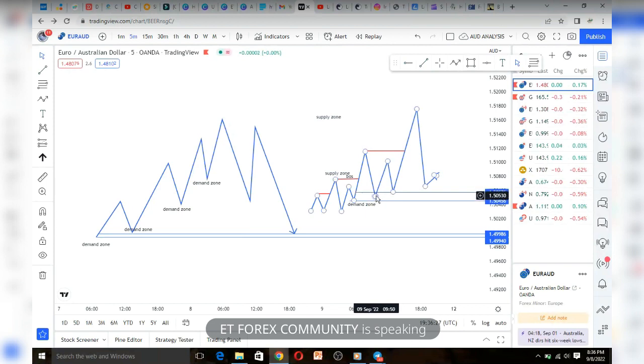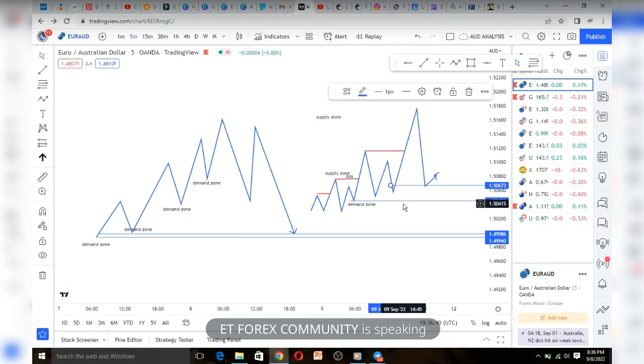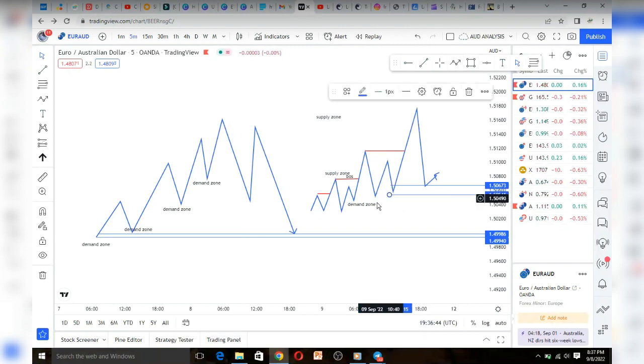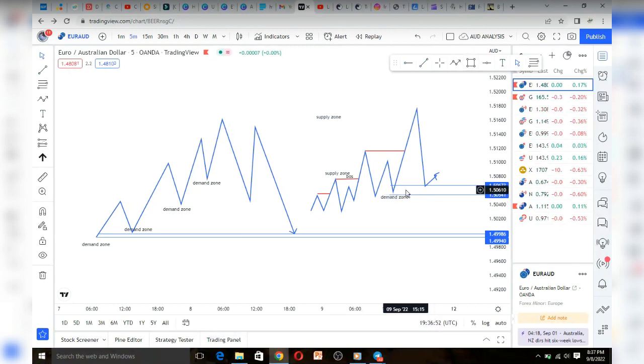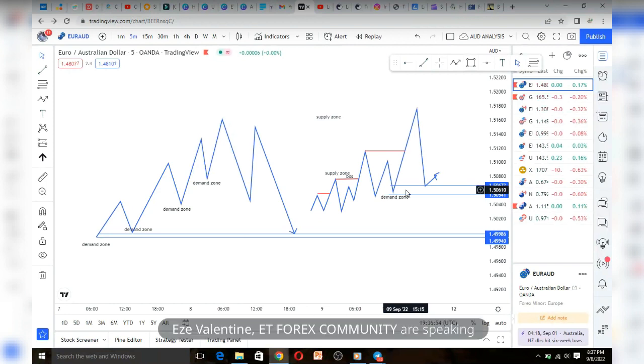This demand zone, it came back and it broke it. It broke the demand zone. Now we know that this is our new demand zone. This area here is our new demand zone. Are you with me, guys? Yes, I'm with you. So that area is our new demand zone.